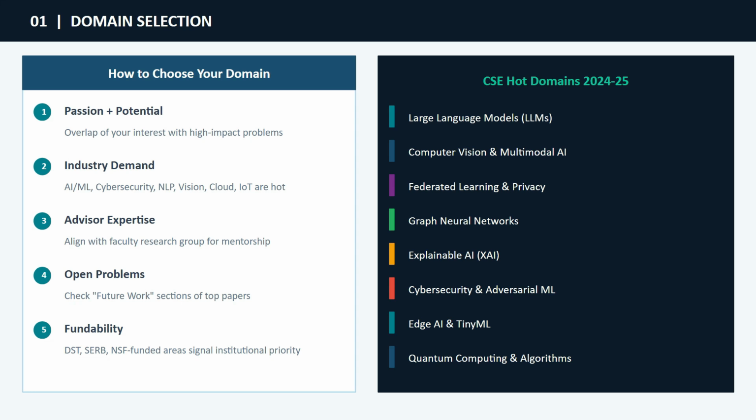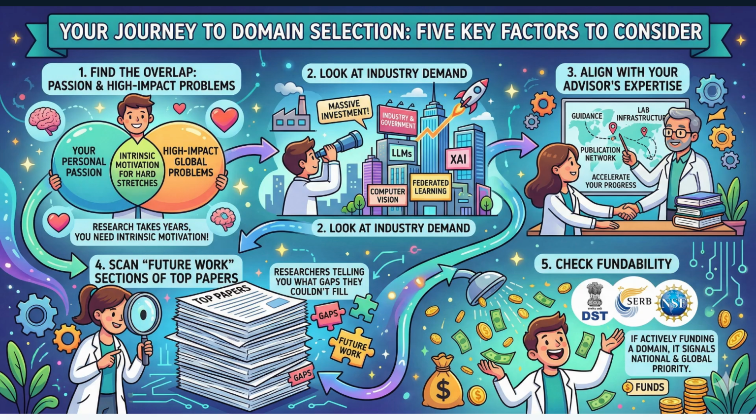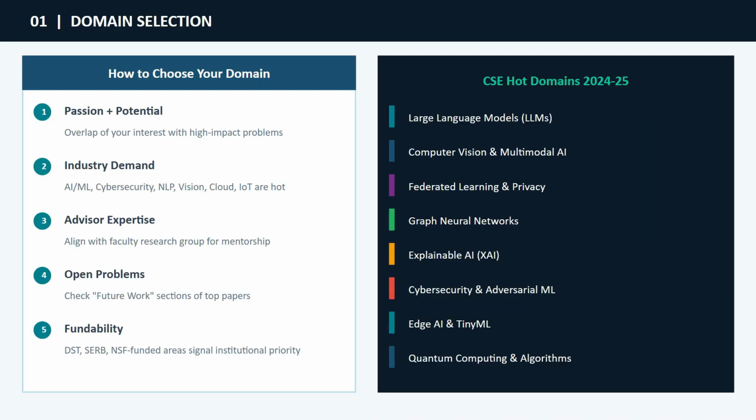Then you will have to look at the industry demand. Where is the industry heading? What is it that people are publishing in? There are certain topics like AI/ML which are really hot right now. Cybersecurity is there. Then NLP, vision, cloud, IoT. These are the current market trends, and you could explore them.